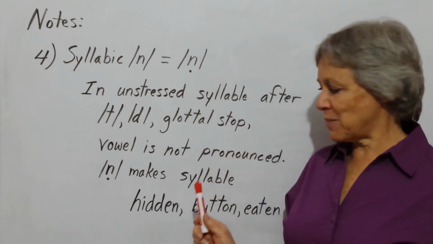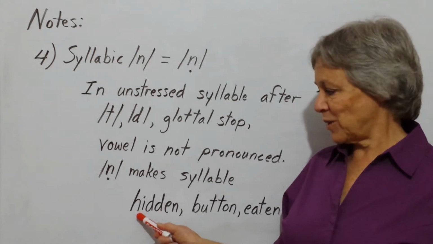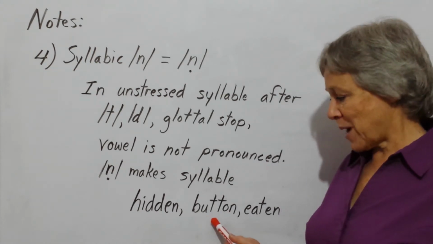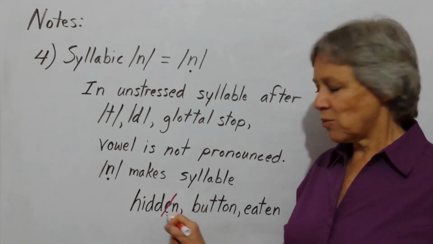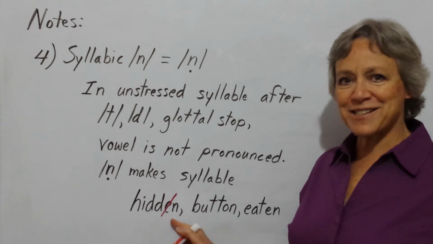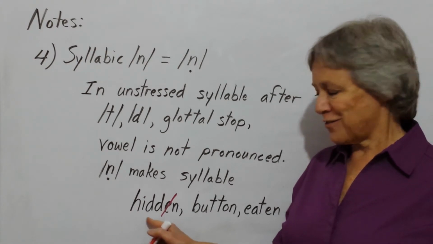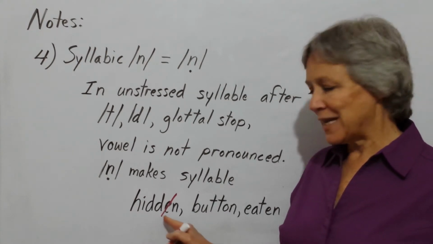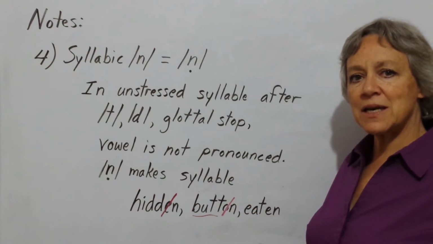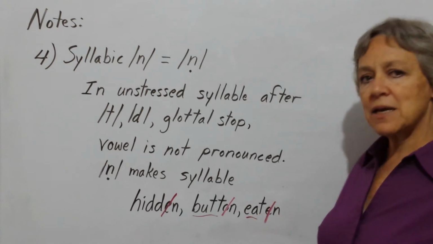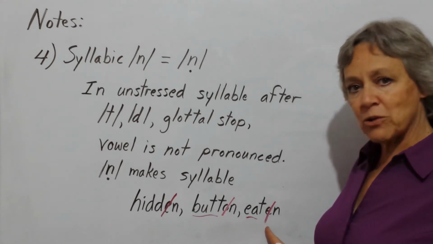Okay? Here's some examples of words with the syllabic N. We have hidden, button, eaten. In each of these words, we don't pronounce the vowel in the last syllable. Hidden. I go right from the first syllable to a N sound. Hidden. Button. Eaten. So I'm pronouncing the N without the vowel sound.